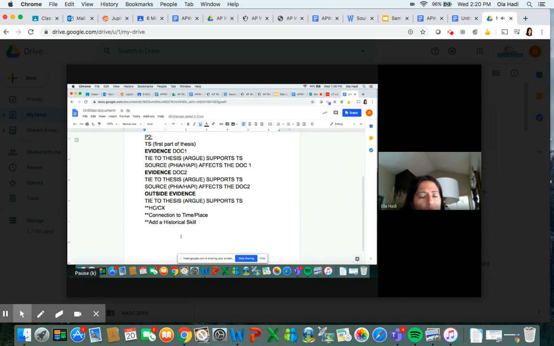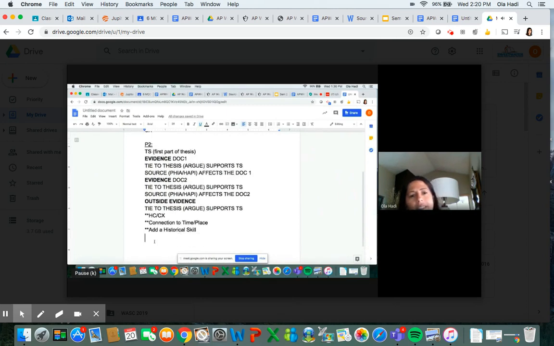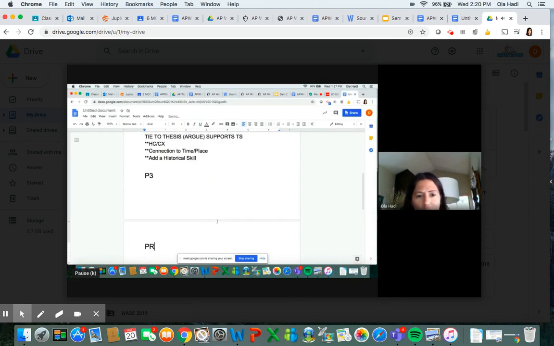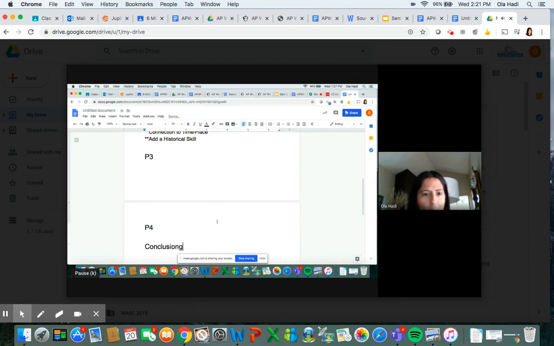Some students also choose to have a separate paragraph, in case they have extra time, that's just for outside evidence, or just for one of the additional thinking skills or connections. But you basically do the same thing in P2 for paragraph 3. You do that again, potentially for your next part, P4, and then you conclude. Your last paragraph, I'm just going to call it conclusion versus paragraph 5, because I don't know what paragraph it's going to be. Make sure you say your thesis again.